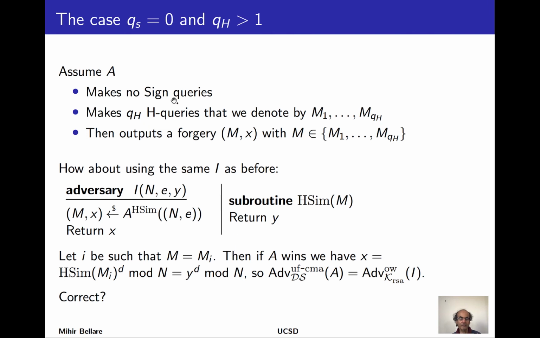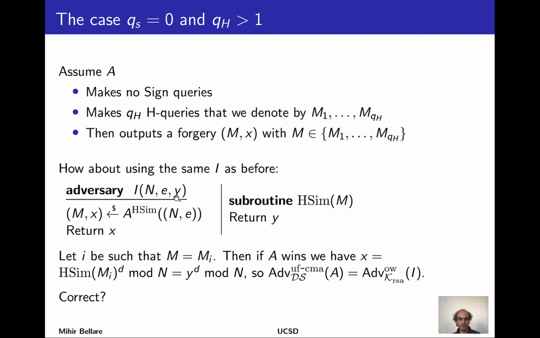Proceeding incrementally again, I'm going to continue to assume no sign queries. But now I will allow many H queries from our adversary. So it has Q sub H of them, and we'll denote them by this list. Of course, again, it outputs a forgery, a message and its candidate signature. And again, I'll assume that the message was queried to the H oracle. I don't know in advance which element in the list it was, but I know it's somewhere in that list. All right, we now have to design our inverter I again, which manages to find y to the d mod n given n, e and a random y over here.